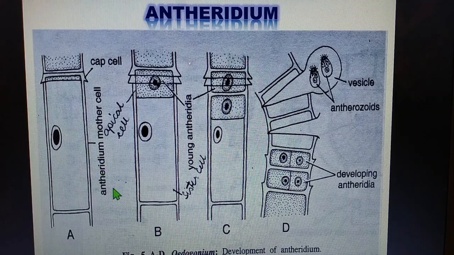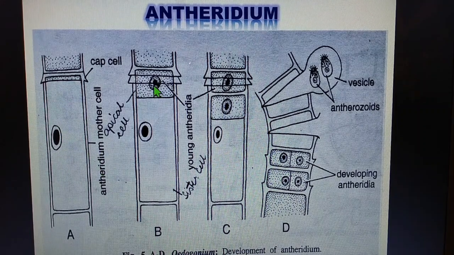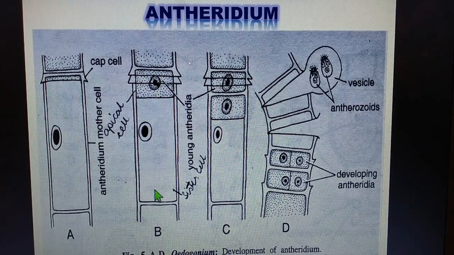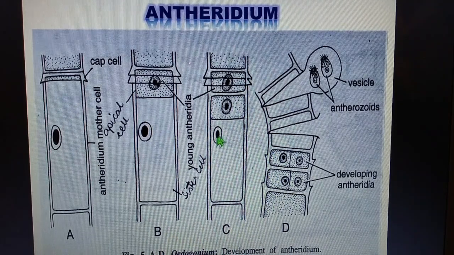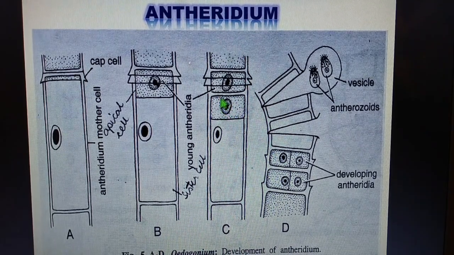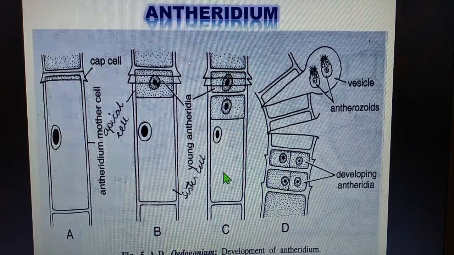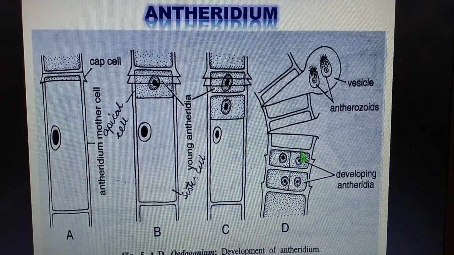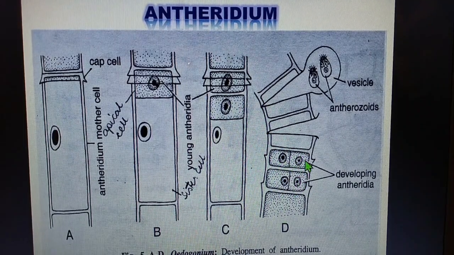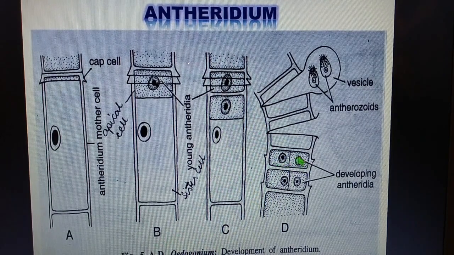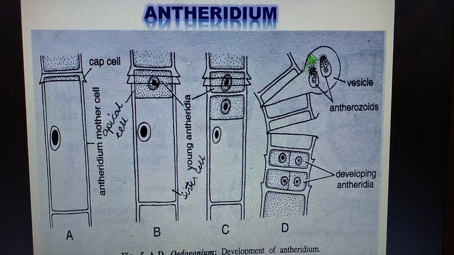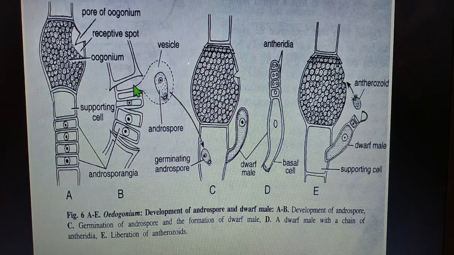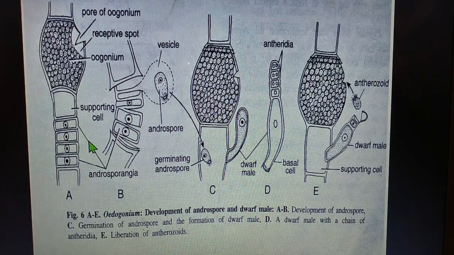The cell will act as the antheridium mother cell, and it will be divided, giving rise to the upper antheridial cell, a small antheridial cell, and a larger sister cell. Again, this one will divide, giving rise to a small antheridial cell and a large sister cell. So it will keep on dividing, and here you can see in this figure where many cells are formed, and the nucleus starts dividing mitotically to give rise to 2 nuclei, and from here it will develop into the antherozoid.